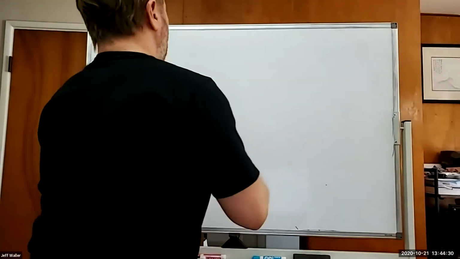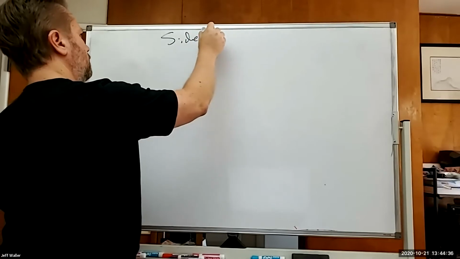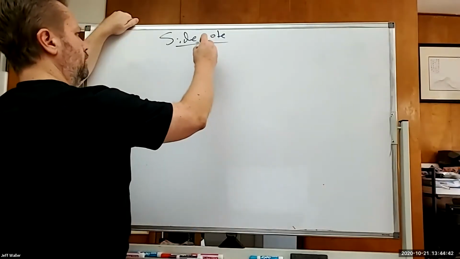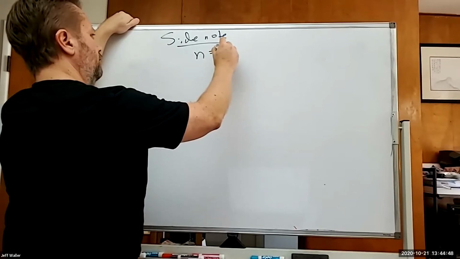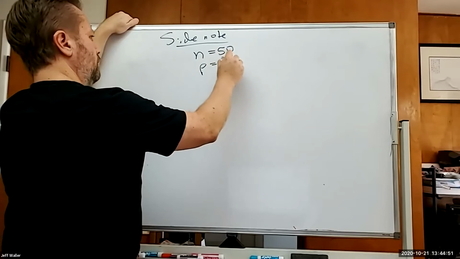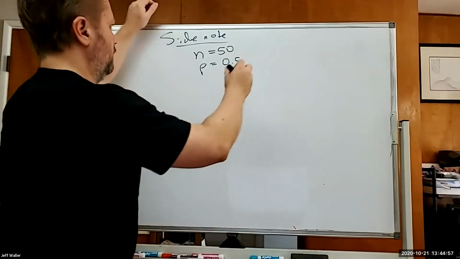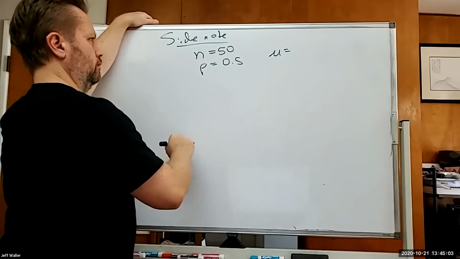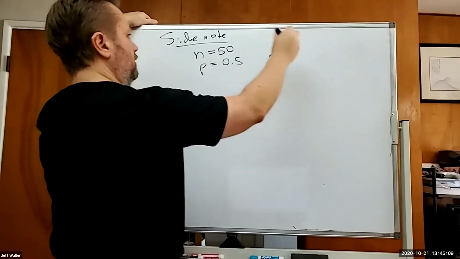In fact, I don't even know if I did this handout with you guys. I might not have. Let me ask you this. This is all a side note, really. If N is 50 and P is 0.5, what's the mean for that situation? 25. Yeah, half of 50, 25.